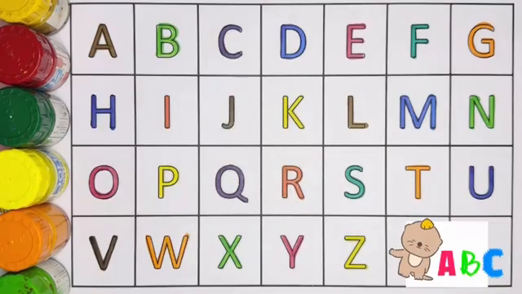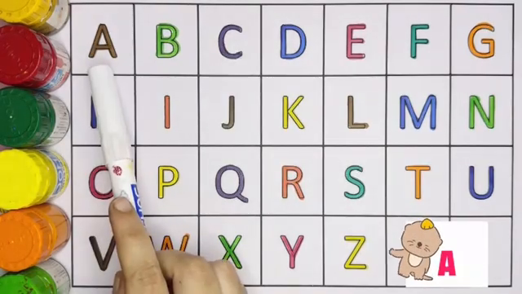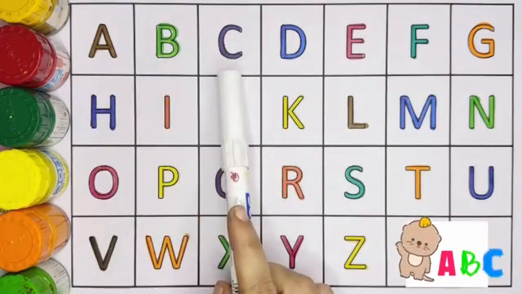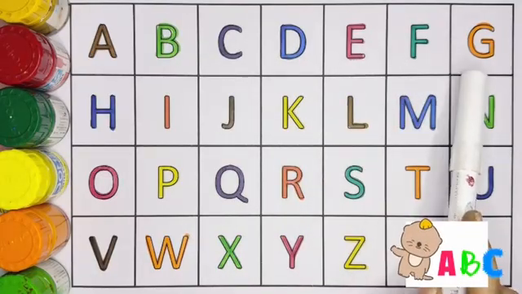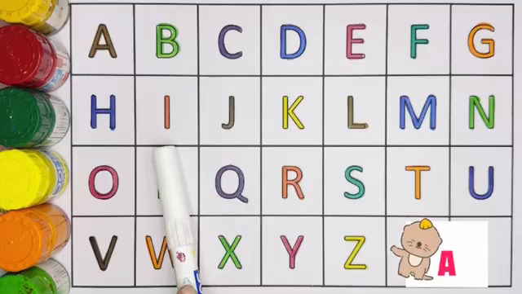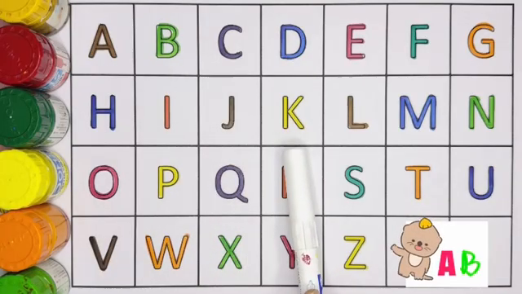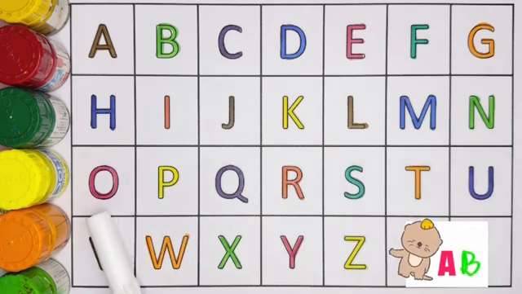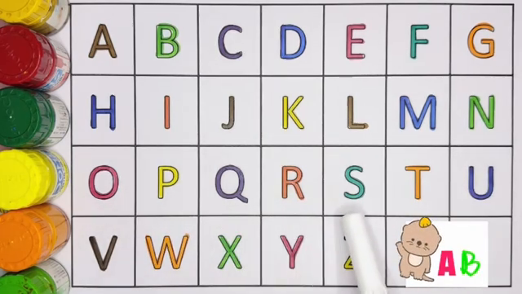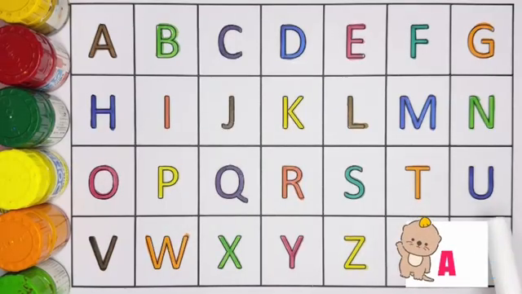Zero. Let's repeat again. A, B, C, D, E, F, G, H, I, J, K, L, M, N, O, P, Q, R, S, T, U, V, W, X, Y and Z.